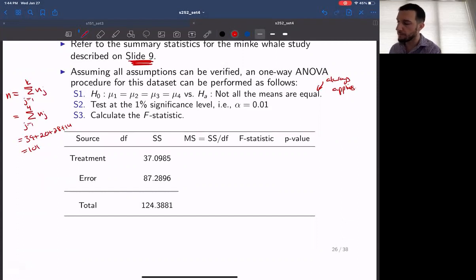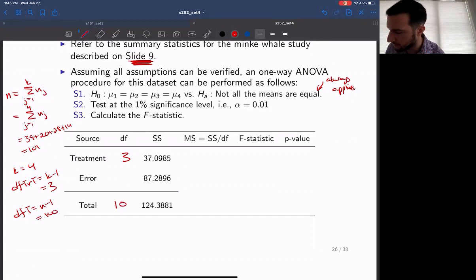All right, so DF treatment is the number of groups minus 1. We have k equal to 4 because there are 4 groups in the experiment. So for DF treatment, we have k minus 1, which is 3. DF total is going to be n minus 1, which is 100. And then DFE is just going to be the difference between them, so n minus k, and that gives us 97.